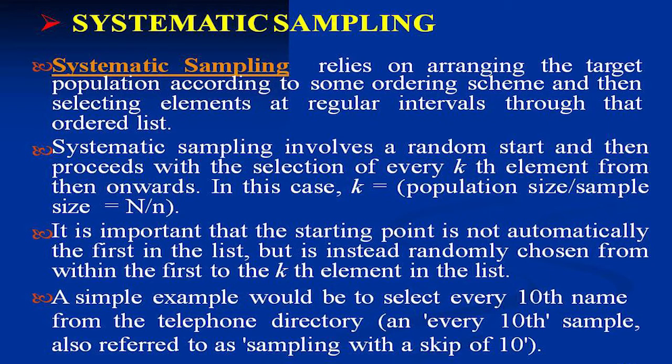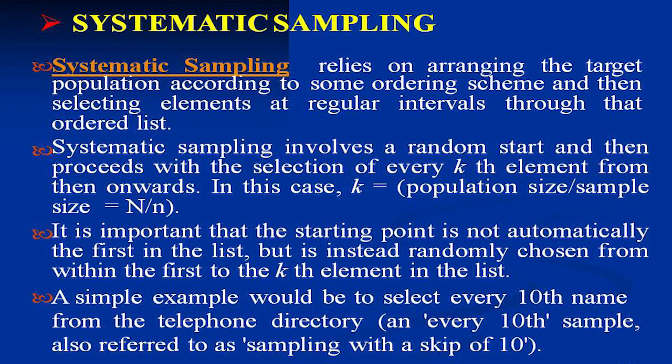Second thing is that systematic sampling involves a random start and then proceeds with the selection of every kth element from then onwards. Suppose k equals the population size divided by the sample size n, then population size divided by n will be nothing but k.